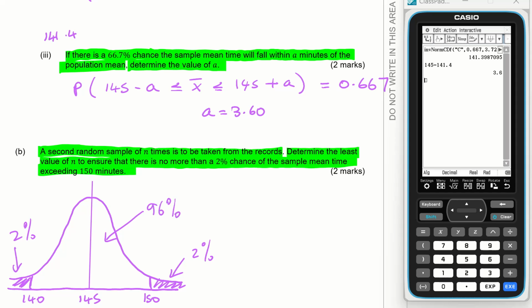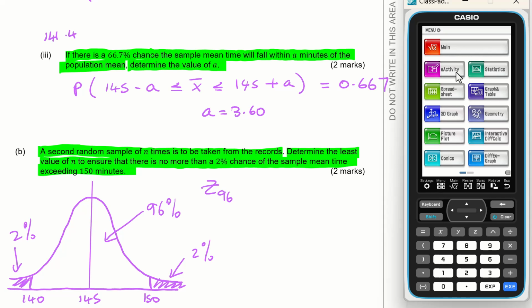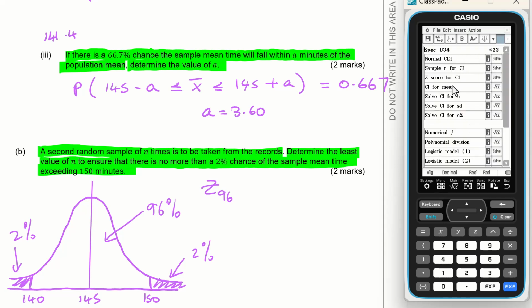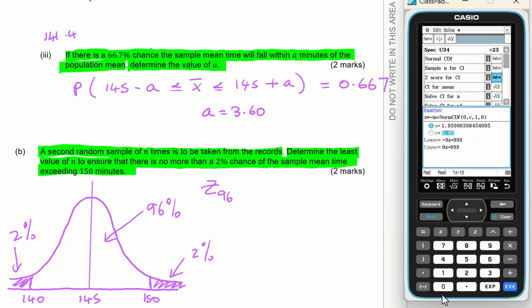we have 96% in the middle. So we can find the Z96 value, and we can do that just with an E activity and the Z score for CI. So if we make that one 0.96 and we solve for Z, you can see we get this 2.0537. We have the sigma is 32, and here we're making E equal to 5.